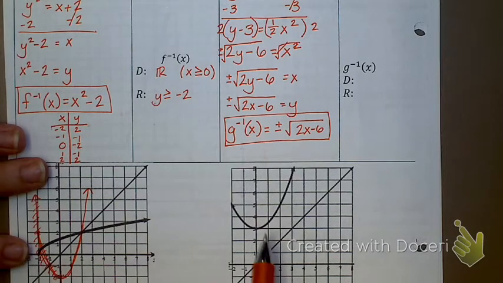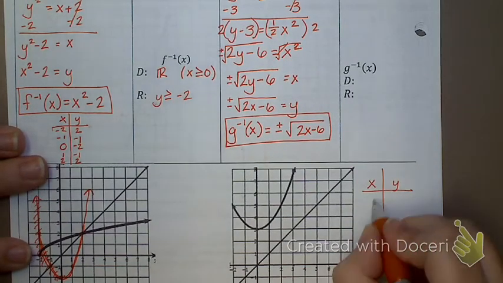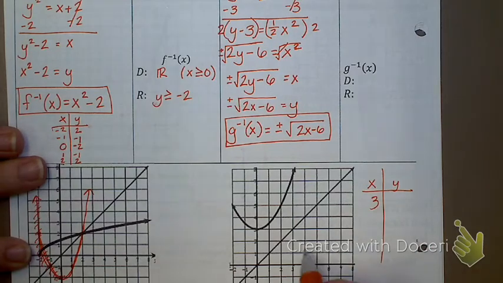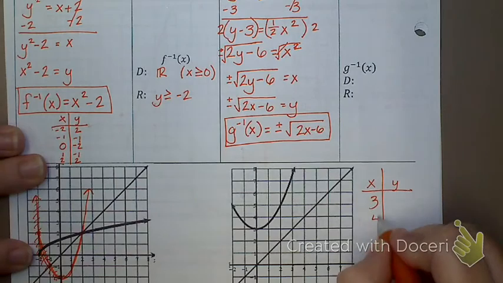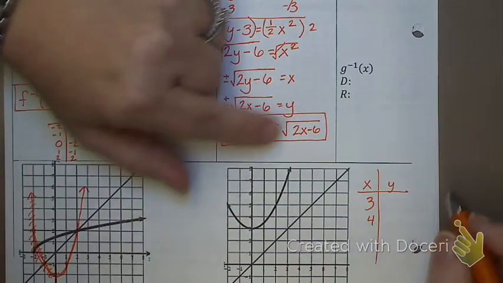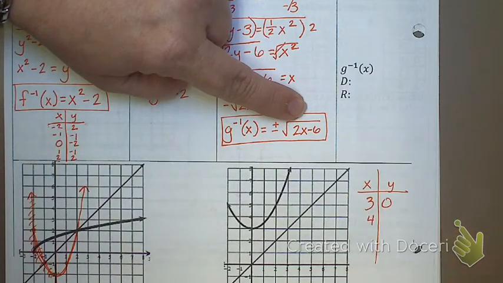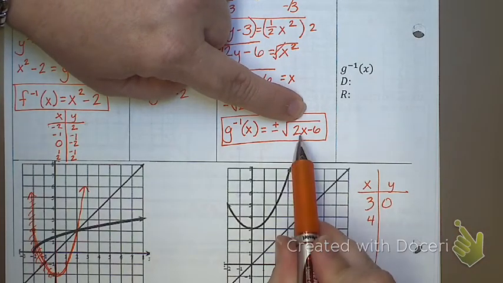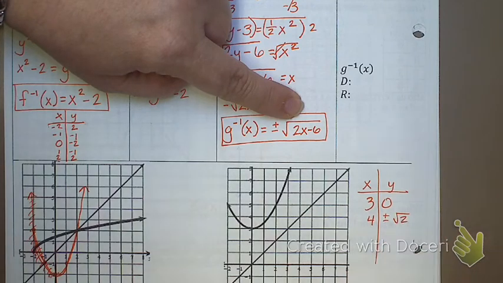But if I think about it, 3 on my y-axis is probably going to be 3 on my x-axis, would be the reflection. So let's just do a quick xy chart. If I started with 3, it's probably going to be going around like this. It's going to be arcing over towards the right. So let's do like 3, 4, and see what we get. So 2 times 3 is 6, minus 6 is 0. So we're good there. 2 times 4 is 8, minus 6 is 2. So I get plus or minus radical 2. That's hideous.